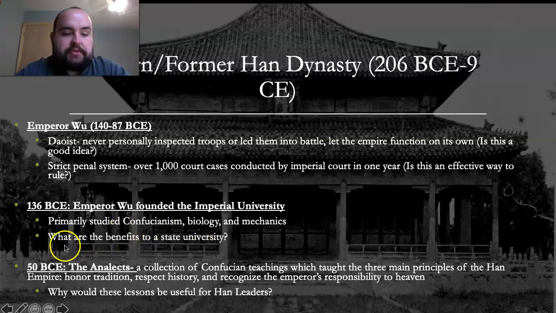This university also was important in spreading the teaching of the Analects from 50 BCE on, which were a collection of Confucian teachings which taught the three main principles of the Han Empire. The idea that you should honor tradition, respect history, and recognize the emperor's responsibility to heaven. Now, why would these lessons be so useful for the Han leaders? Why would they maybe encourage them to invest more in this imperial university?